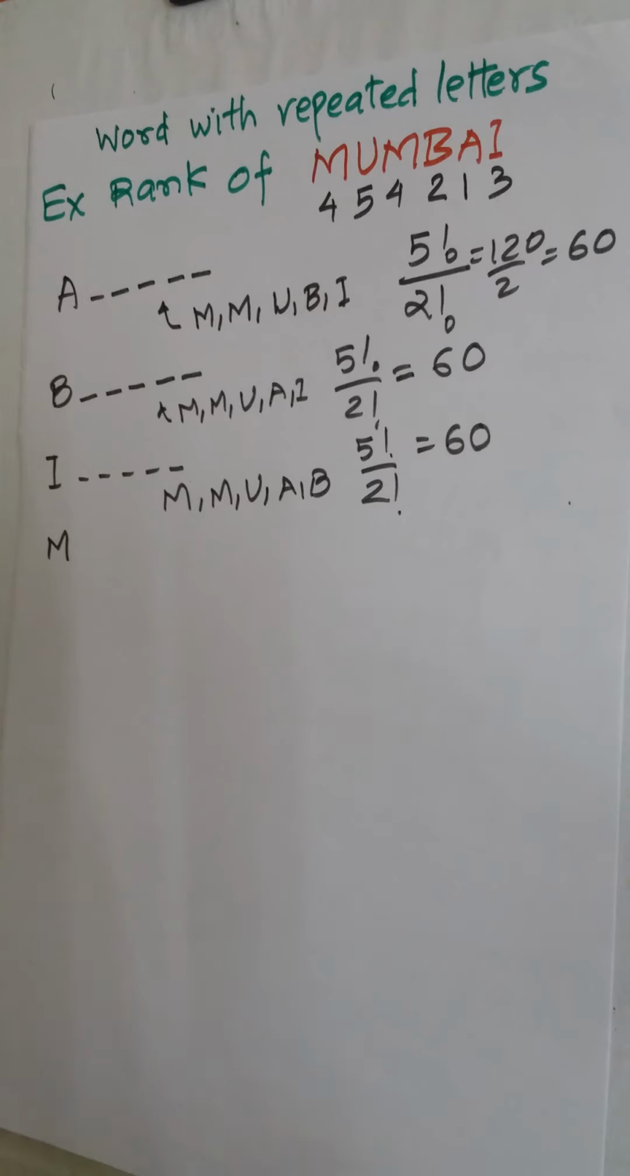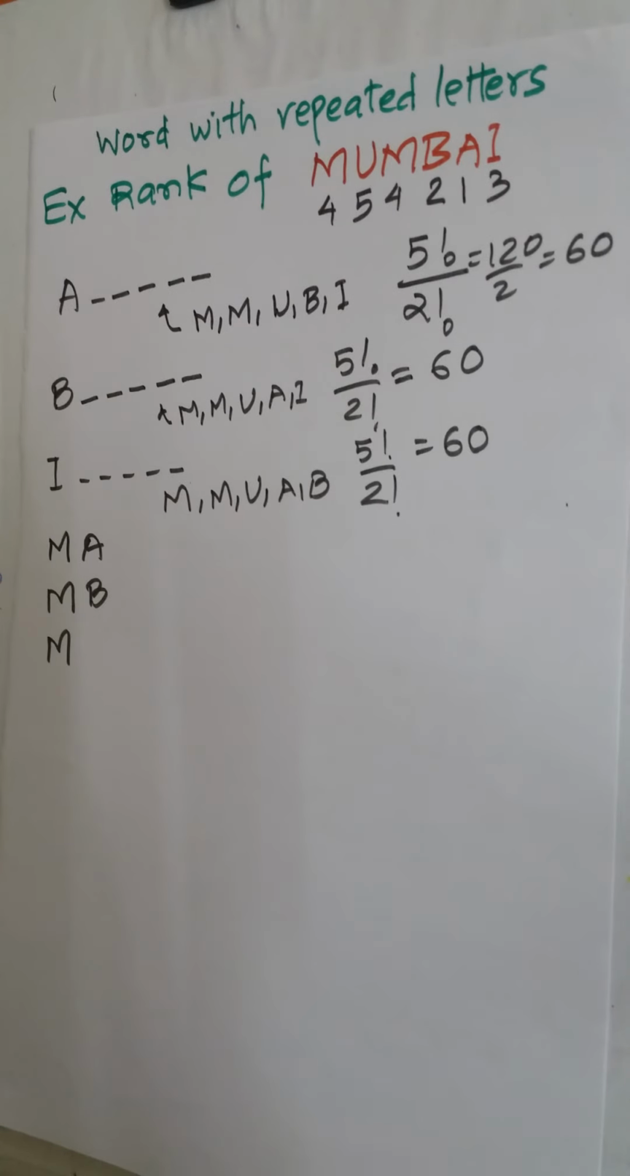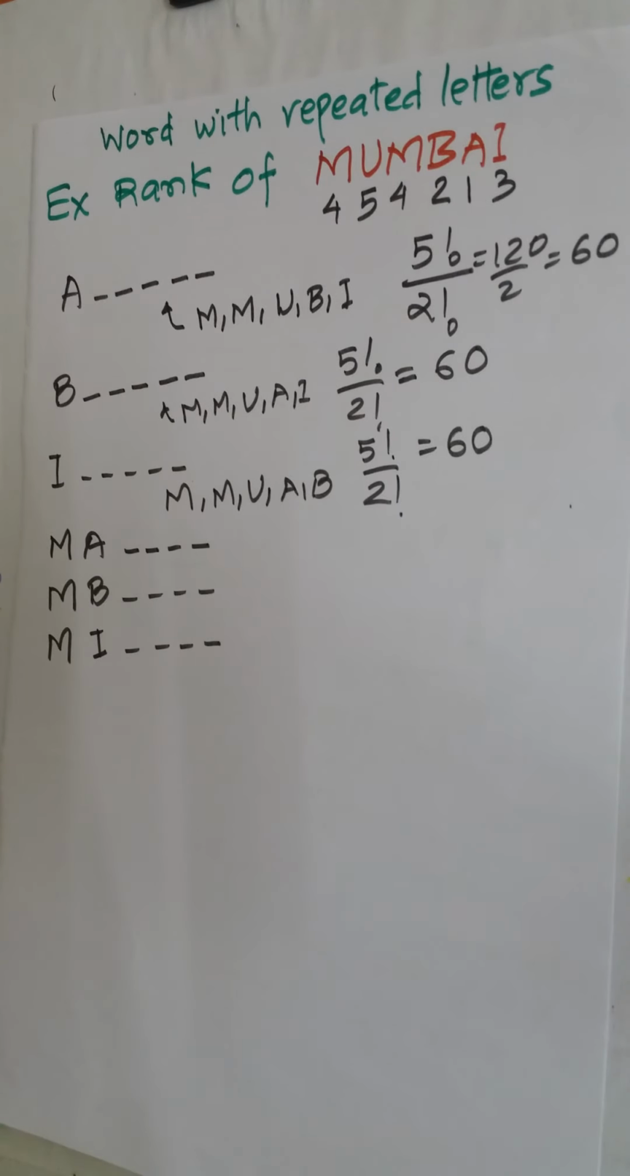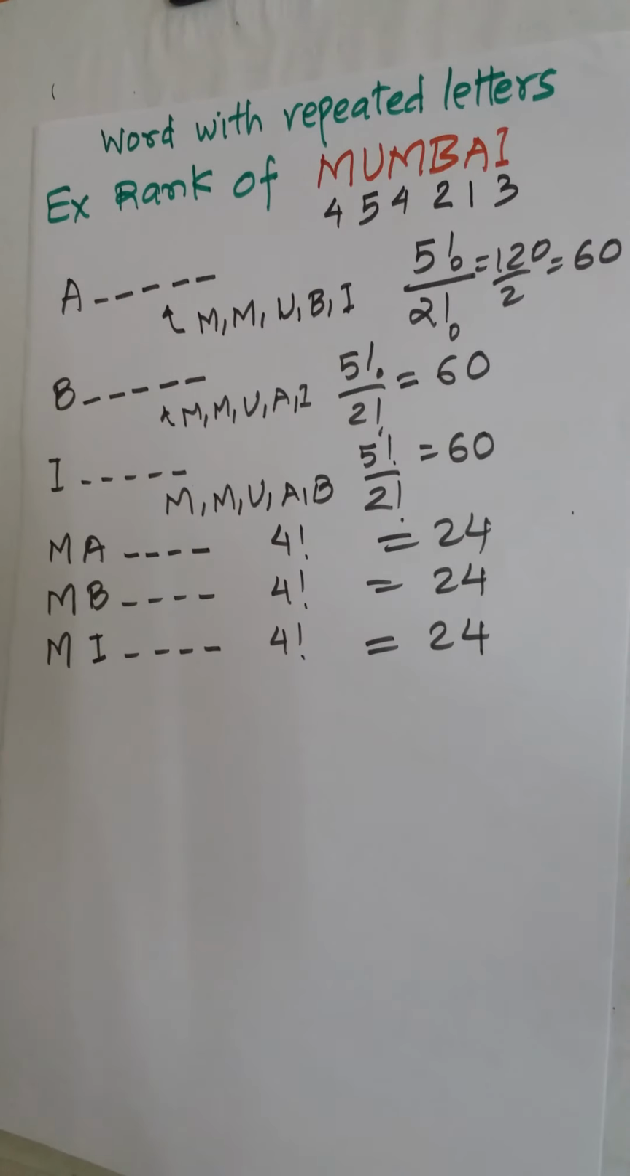So after that comes M. So after M comes what? A, B. Again we have 4 letters, and now these 4 letters are distinct. So each of them will give how many? How many factorials? Yes, 4 factorial in each case, which gives us 24.